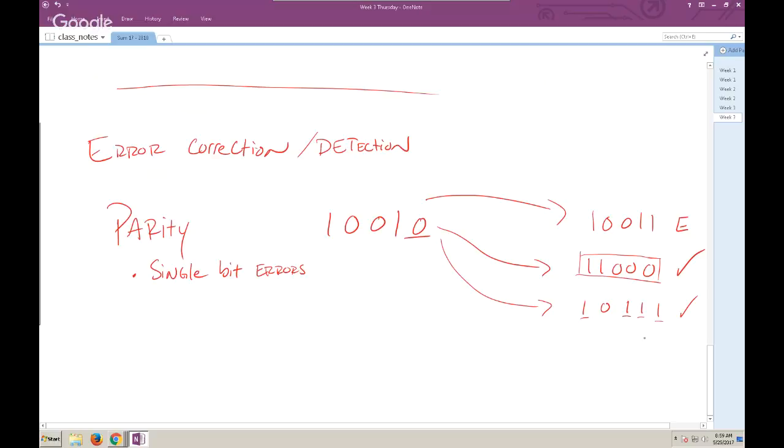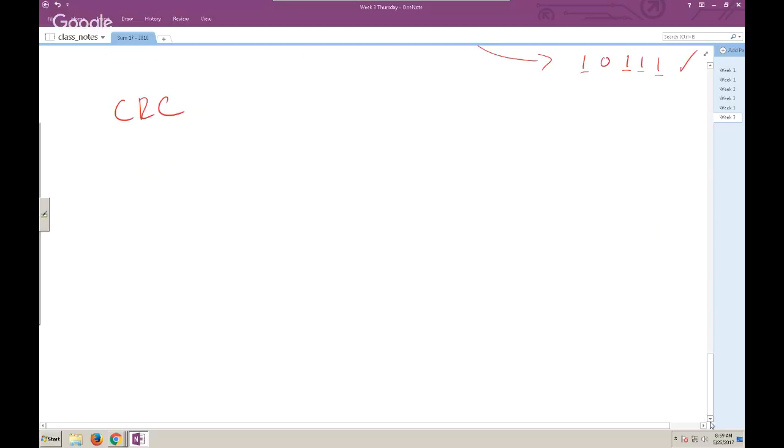Okay, so as with everything in a computer, we said there's got to be a better way. So in comes our next scheme, which is called CRC. Okay, stands for cyclic redundancy check. Now, a cyclic redundancy check works by, instead of appending a parity bit, we are now going to append a syndrome.